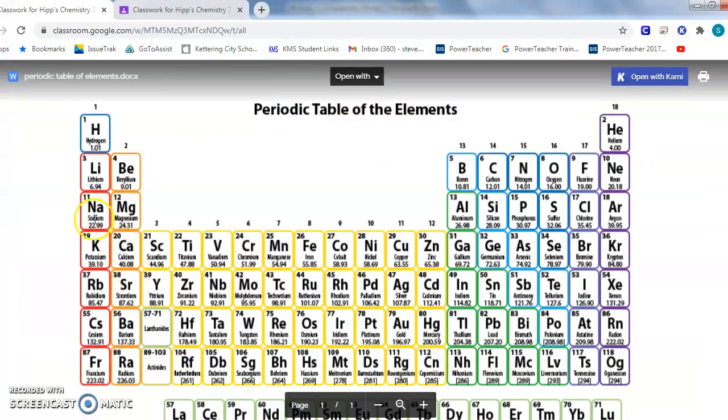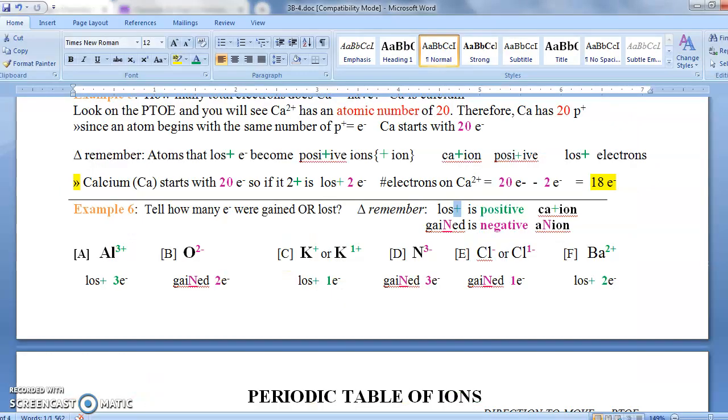Why would potassium, it's right here, want to lose an electron? It starts with 11 electrons. If it loses one, it would have 10 like neon. Again, it would make it chemically stable.